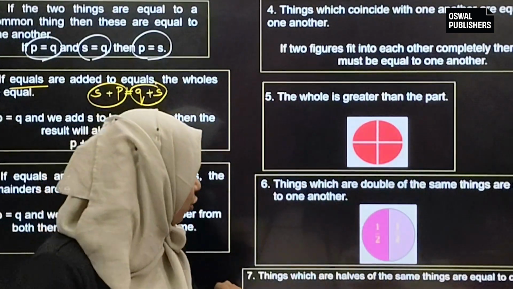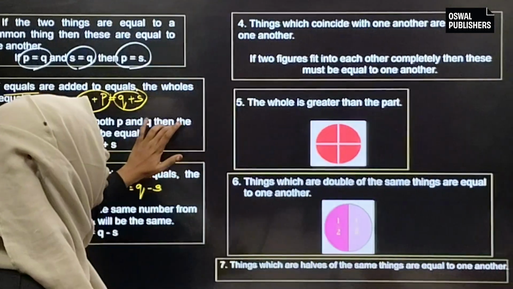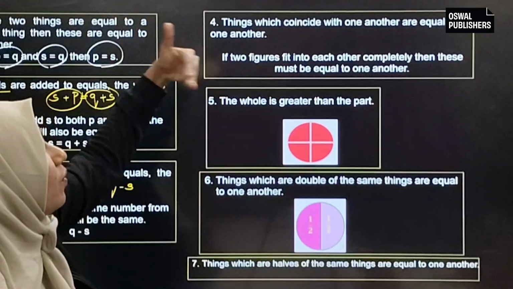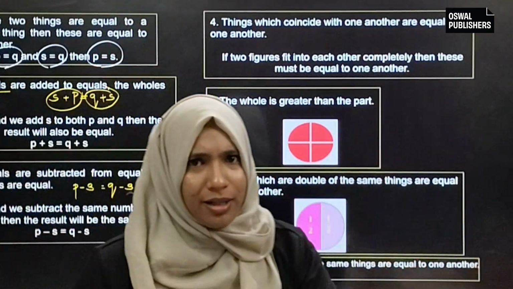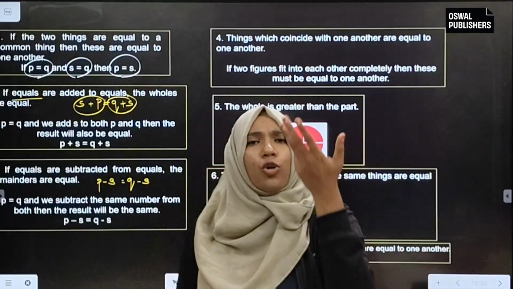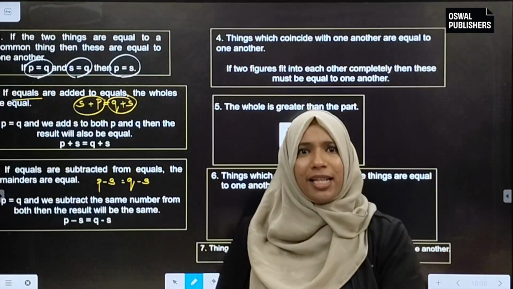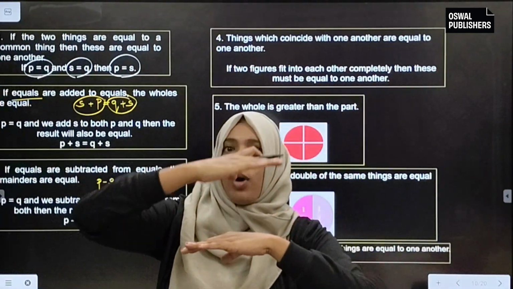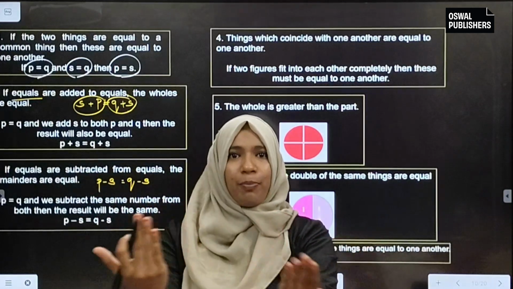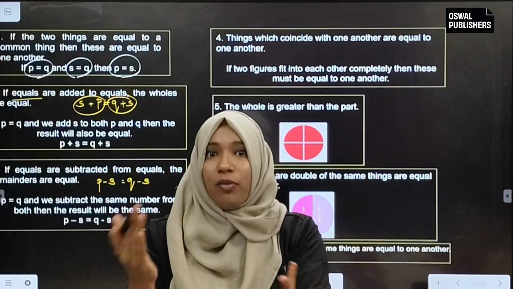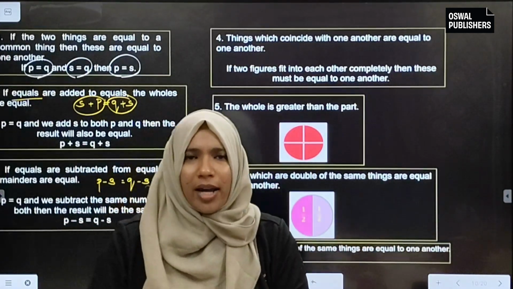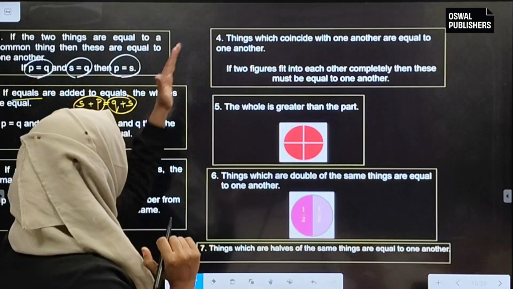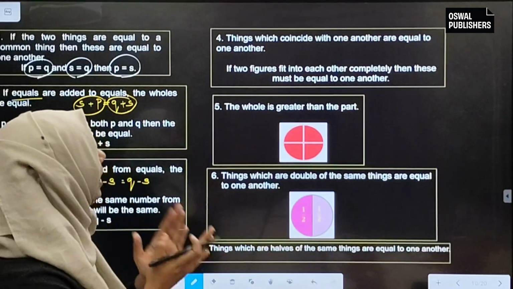That is the case. So the fourth one is things which coincide with one another are equal to one another. That means if we are considering two figures or two shapes and they are placed over one another so that they fit perfectly in size and shape, we can say that they are equal. So that is the case discussed in the fourth axiom given by Euclid.